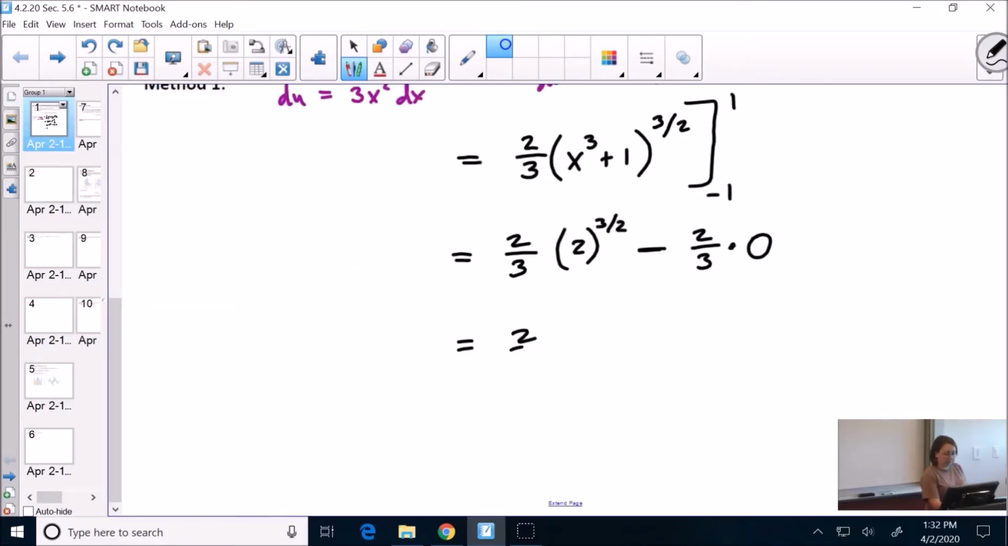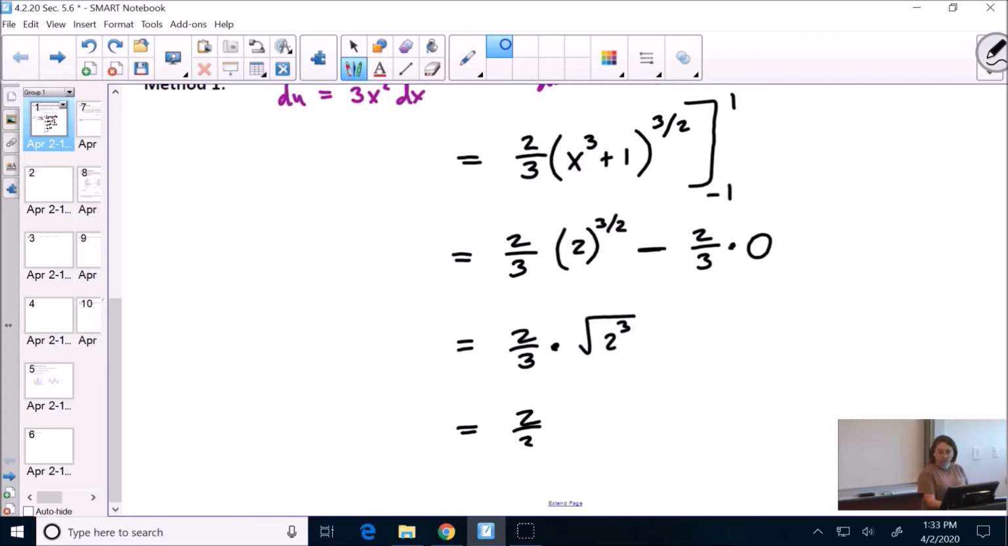End up with 2/3 times, what is 2 to the 3 halves really? Well, it's really square root of 2 cubed. Now, in my lab, it's probably going to make you simplify this. Let me remind you, to take the square root, you have to take out a pair of 2's out of the square root. You only write one of them representing the square root of that pair.